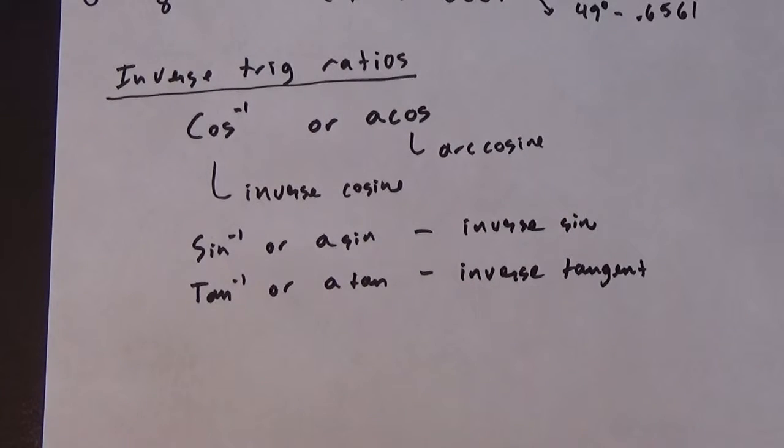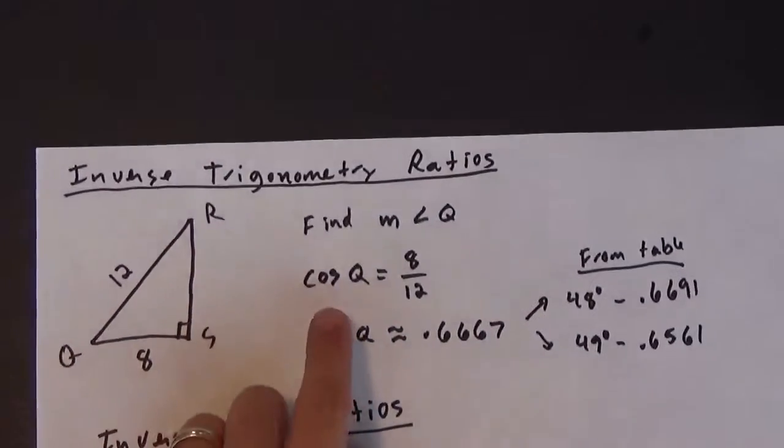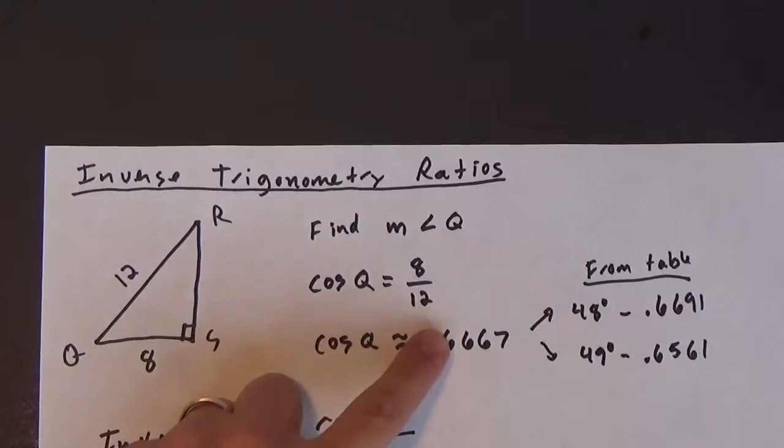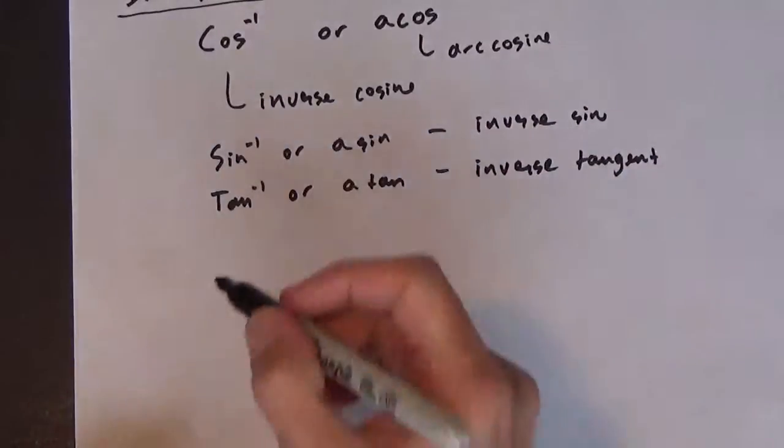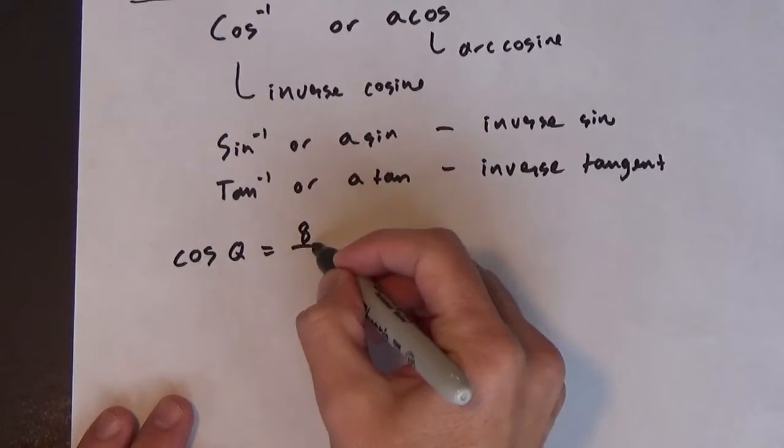You'll have some situations where you see the inverse a lot. Actually, when you start getting into more upper level courses, you start seeing the arc version. So we'll try to use them interchangeably so that you get used to it and can recognize both. Okay, so let's see how we use this. Back up here we had the cosine of Q is 8 over 12. So the cosine of angle Q is 8 over 12.